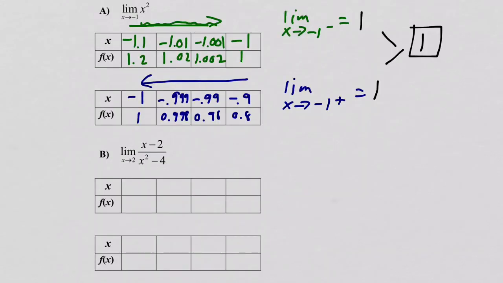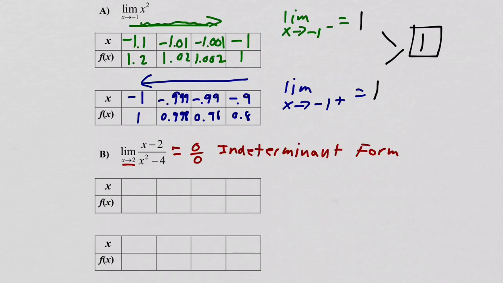Looking at letter B is different, and letter B is different because when we substitute in our limit value into our function, so we substitute it into x minus 2 over x squared minus 4, we end up getting 0 over 0, which is called an indeterminate form for limits. We will talk about the indeterminate form a lot in limits for sure.